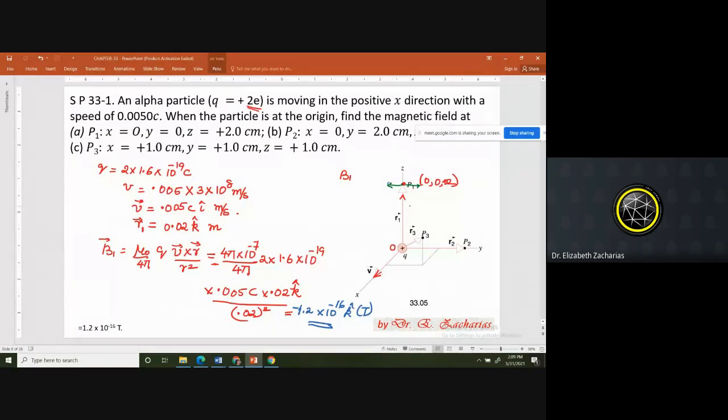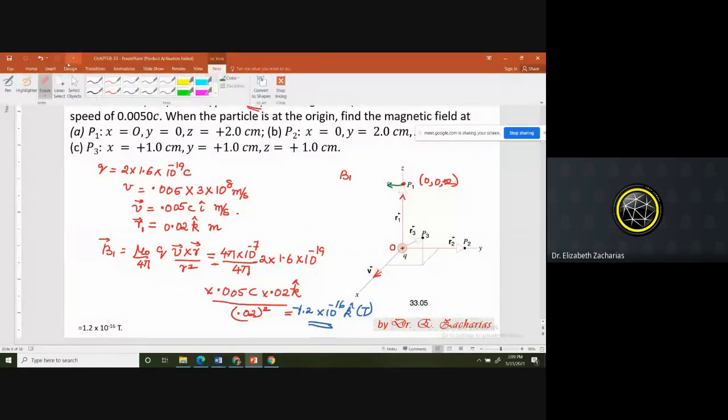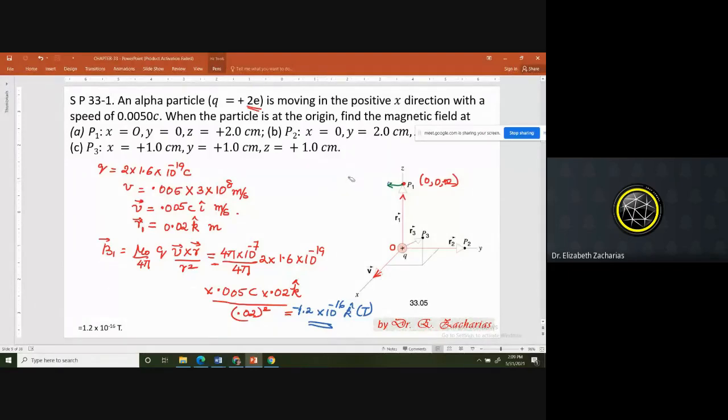So can you tell me which one it will be? V cross R will be? Or tell me it will be along minus Y or plus Y direction. Answer is there. Minus J means it is along the minus Y direction. So that's going to be your B1 vector.